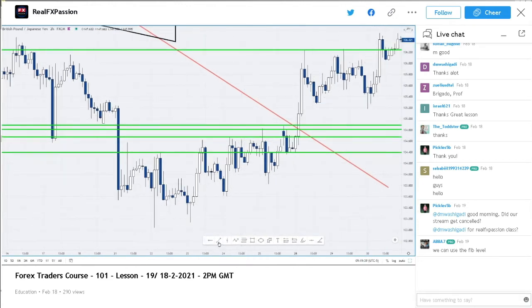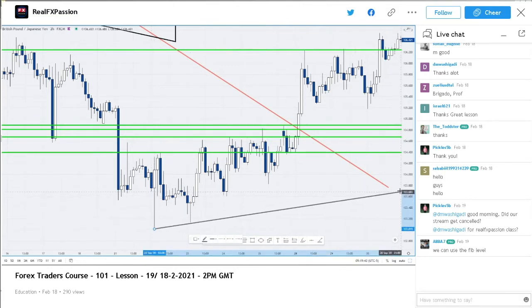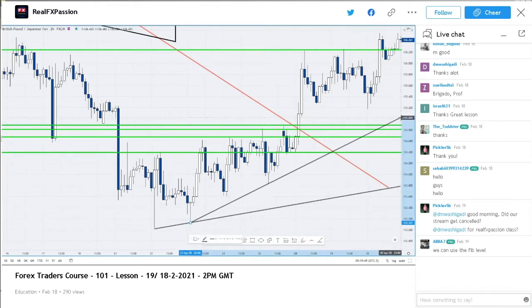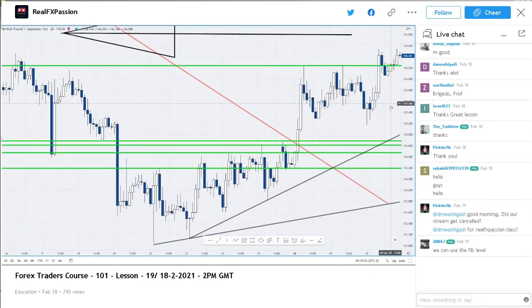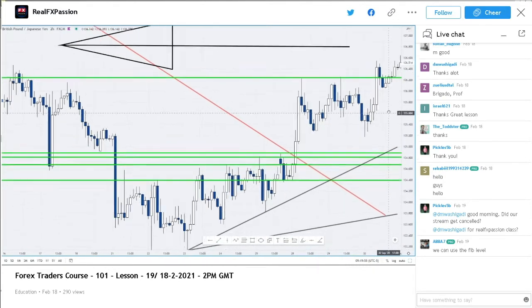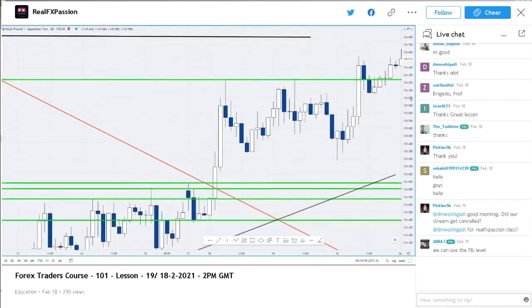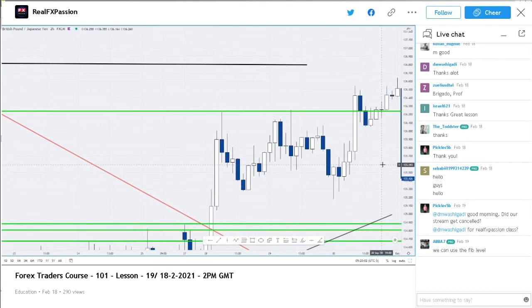Okay, now what else do we have? We have the uptrend line, right? We have this uptrend line in here, and we have this uptrend line here. Make sense, everybody? So let's see how this market is going to react. We are here right now, and we are looking for entry.